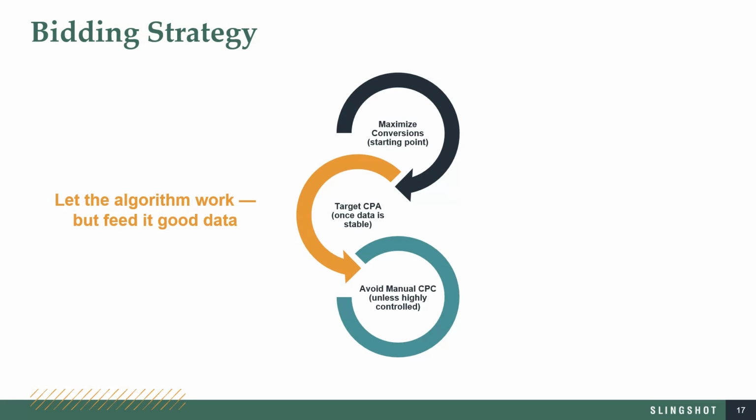You really want to avoid manual CPC, cost per click, unless you have a very specific reason to have that campaign. I would have it quarantined off and manage that separately, because that fights the algorithm, and you're just battling a system that could be working for you. So I would avoid that.